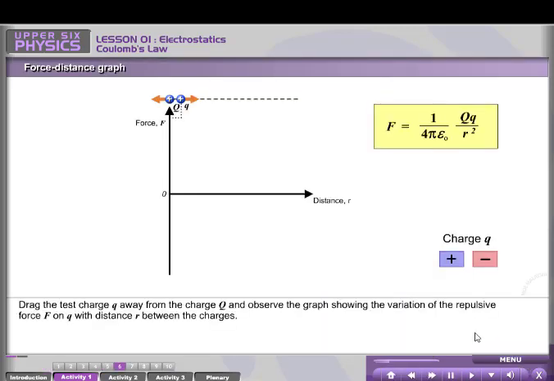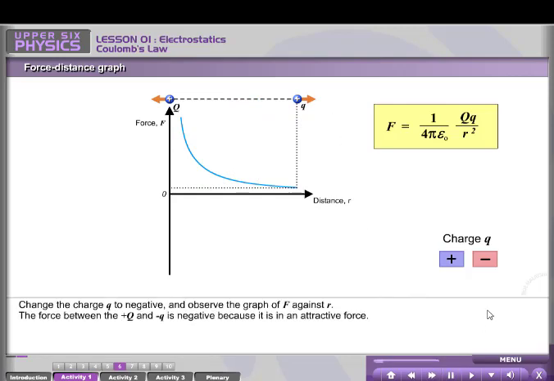Drag the test charge Q away from the charge Q and observe the graph showing the variation of the repulsive force F on Q with distance r between the charges. Change the charge Q to negative and observe the graph of F against r. The force between the positive Q and negative Q is negative because it is an attractive force.